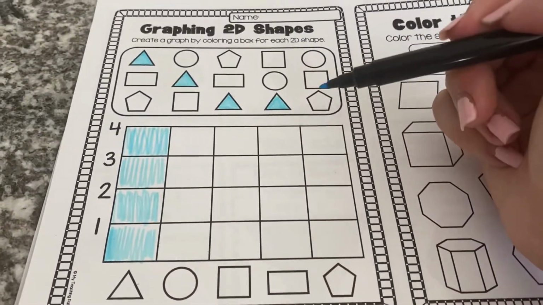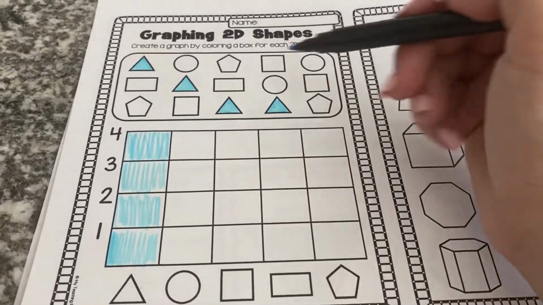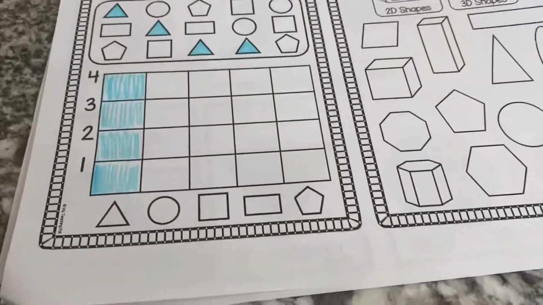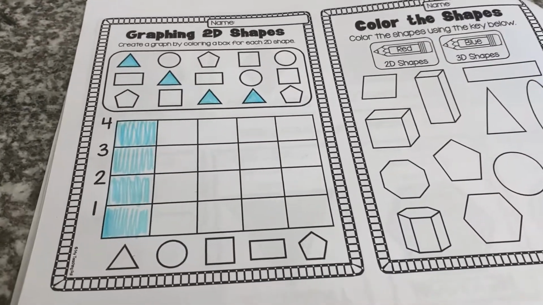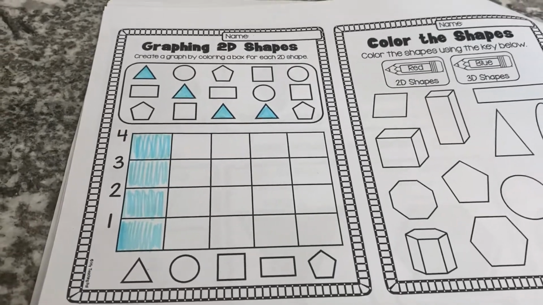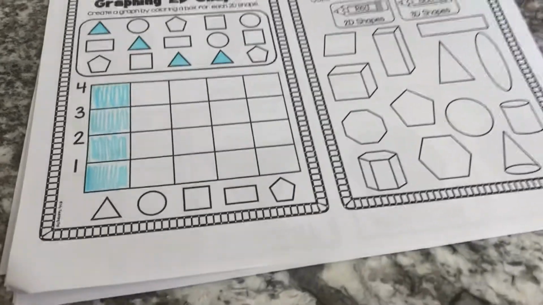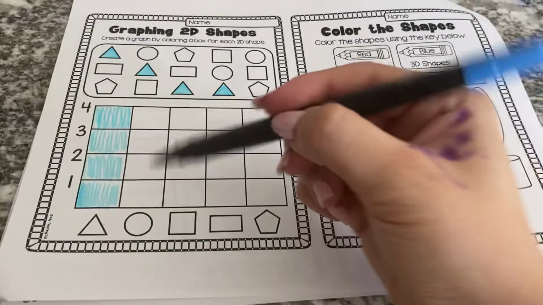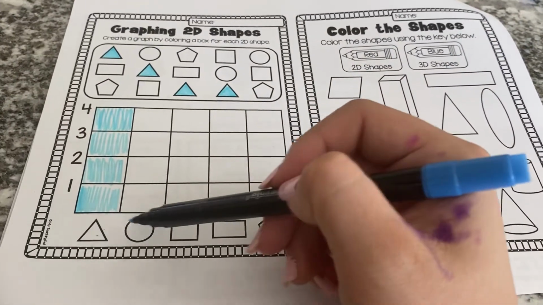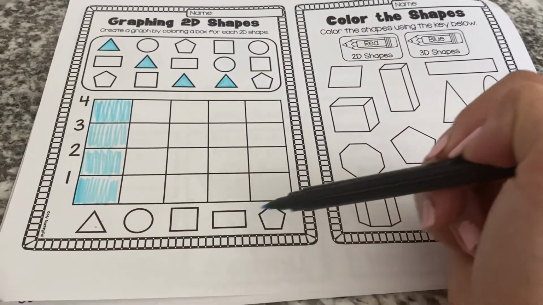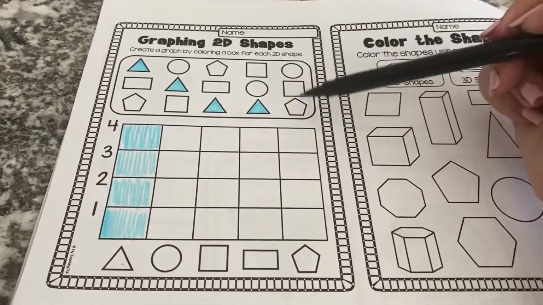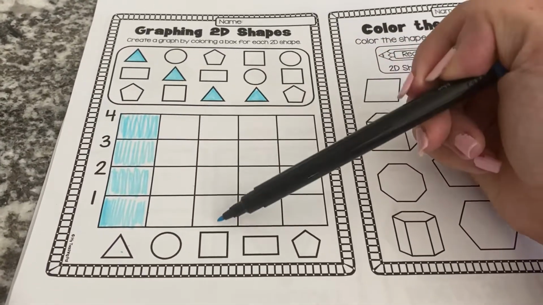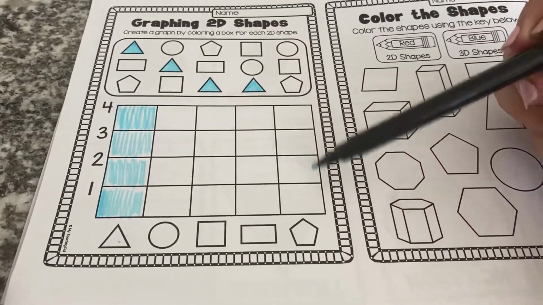You guys can either do it the same color, you can do a different color for each shape, okay? And then at the end, I want you guys to figure out by looking at the graph, what shape did we have more of, okay? So again, we have this triangle, the circle, square, rectangle, and pentagon. That is what you're looking for to see how many boxes we need to fill for each part of the graph, okay?